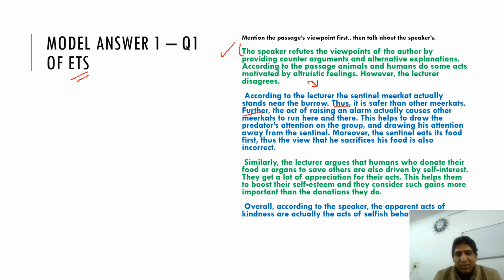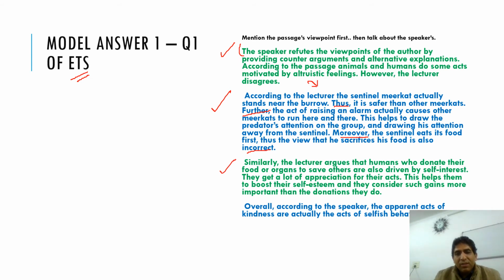Further, so these kind of words add value to your writing because you are expanding the same idea. The act of raising an alarm actually causes other meerkats to run here and there. This helps to draw the predator's attention on the group and away from the sentinel. Moreover, the sentinel eats its food first. Thus, the view that he sacrifices food is also incorrect. So here we have talked about the meerkat, and then we talk about the humans.